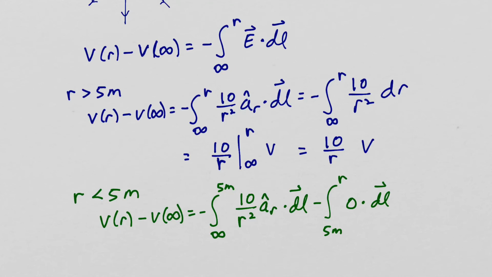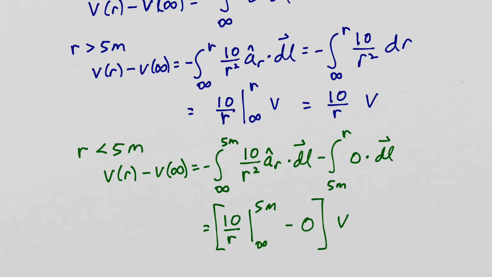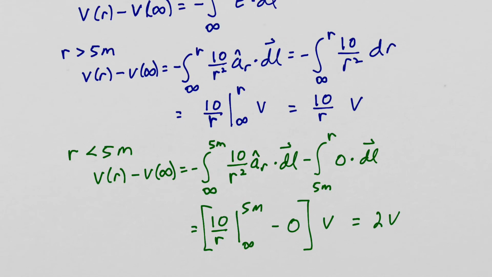So we'll integrate from infinity to 5 meters of 10 over r squared, and then we'll integrate from 5 meters to r of 0 dot dl, because the electric field is 0 for when r is less than 5 meters. This integration is 10 over r, and our limits of integration are infinity and 5 meters, and this integration is 0. So the result is 2 volts. Let me collect our two results and then we can discuss them.